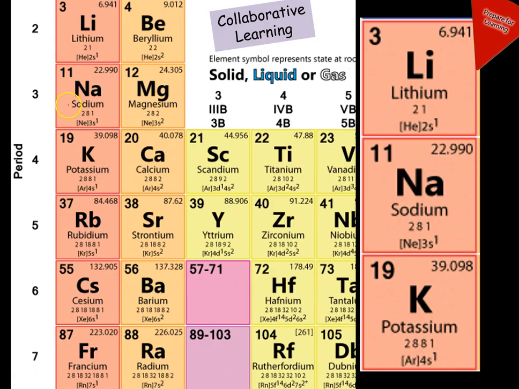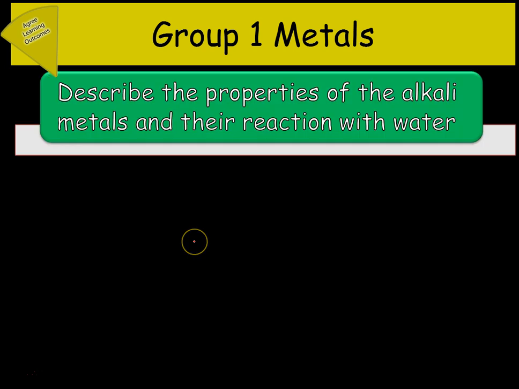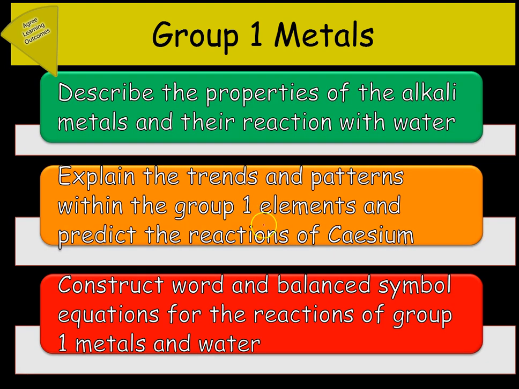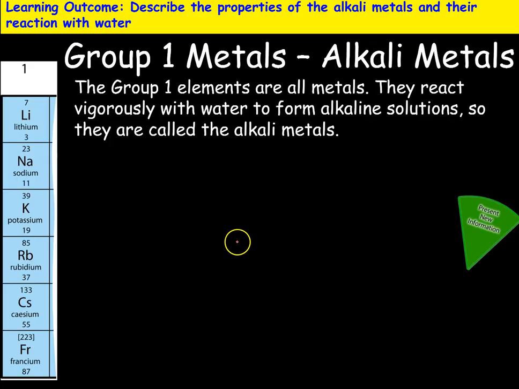Looking at the periodic table, this is the whole group: lithium, sodium, potassium, rubidium, and cesium. What they like to do in exams is to ask you about trends as you go down the group. So what we're expected to know, just in summary, is the properties, which we've already looked at. We need to be able to describe these trends and patterns, and we need to know some equations. So let's just review what we've covered so far.